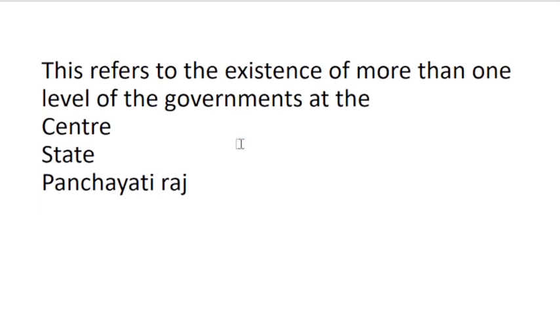Federalism refers to the existence of more than one level of government. How? At the central level, the central government. At the state level, the state government. At the local level, panchayati raj. In our nation, there are three levels of government.